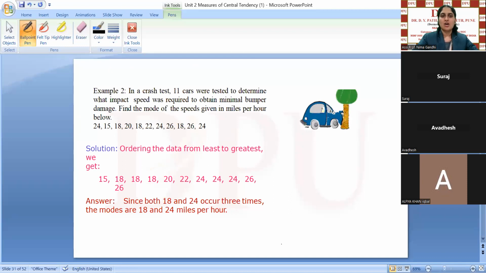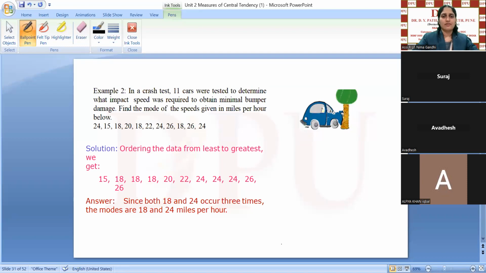So let's see how many observations you have here. This is an example. In a crash test, 11 cars are tested to determine what impact speed was required to obtain minimal bumper damage. Find the mode of the speeds given in miles per hour below. So speed values are given: 24, 15, 18, 20, 18, 22, 24, 26, 18, 26, 24. So you are requested to find out the mode. Okay.